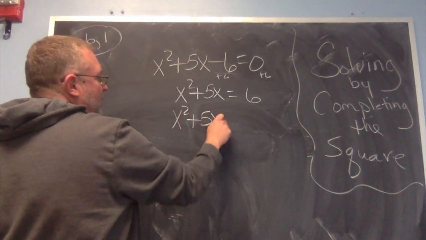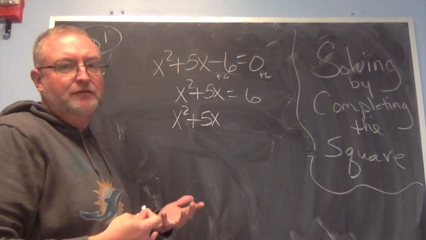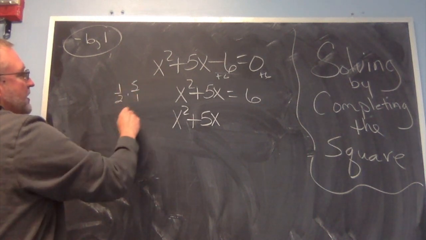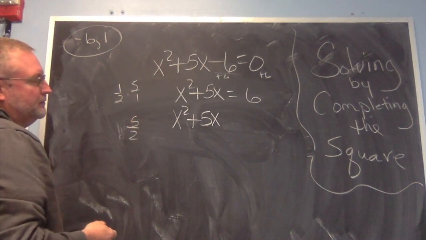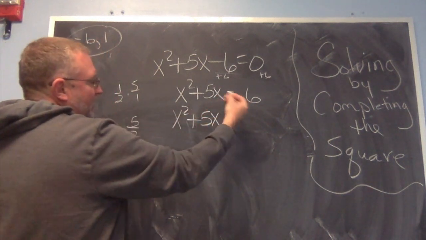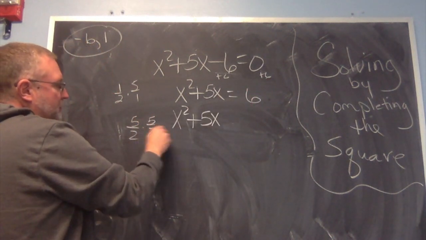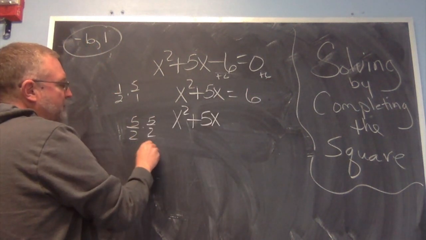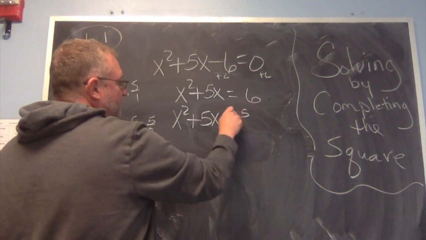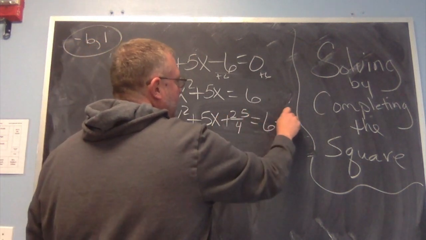X squared plus 5x. All right, so I have to multiply the 5 times a half. So 1/2 times 5 gives me 5 over 2. Then I have to square it. But instead of writing 5 over 2, because I need to know what to add over here, I'm going to go ahead and multiply it, 5 over 2 times 5 over 2. 5 times 5 is 25. 2 times 2 is 4. So plus 25 over 4. But whatever I added here, I've got to add over here.